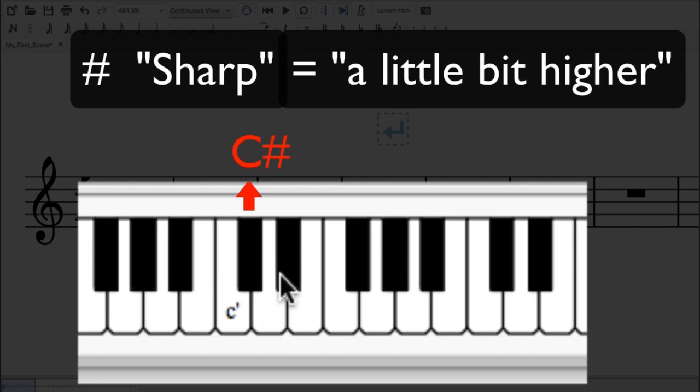All right? Now here's where things get confusing. Well, actually, hold off on that for a second. Let's lock in this sharp idea. So what would we call this note?